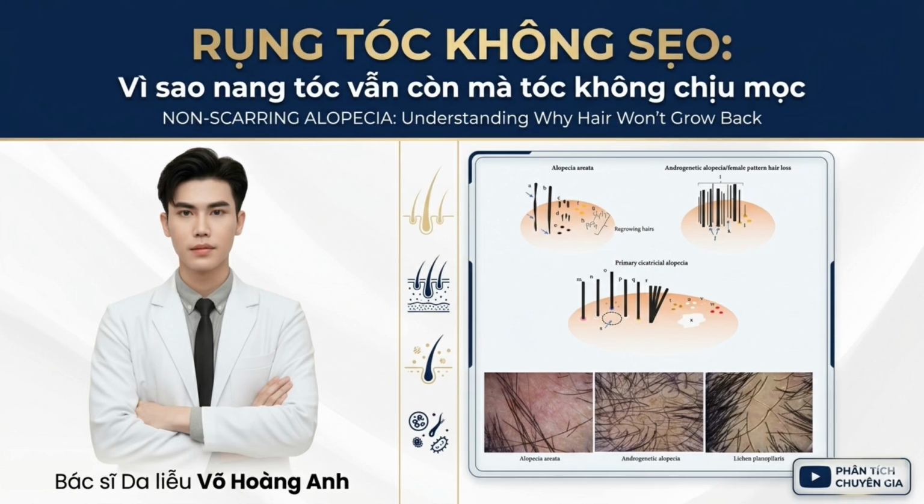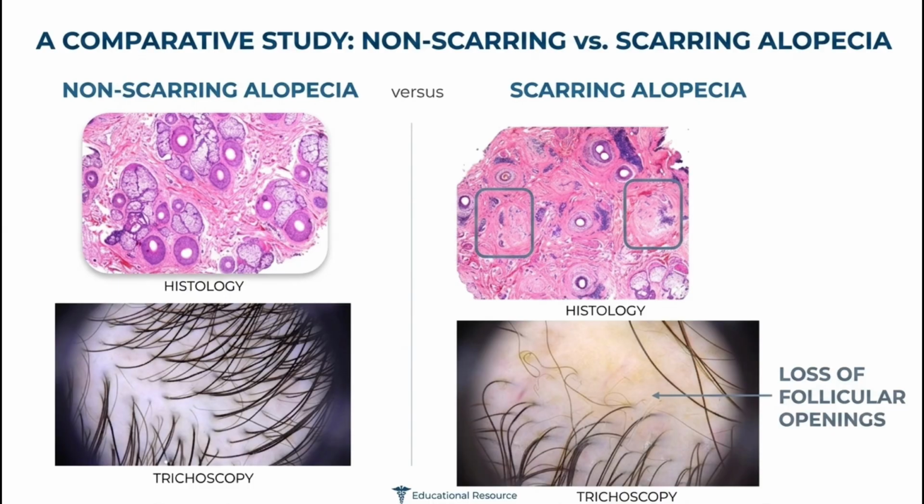Today's topic, I'm going to talk about trichoscopy of non-scarring alopecia. Non-scarring alopecia differs from scarring alopecia by the absence of follicular scarring. So you can see on one side, the hairs organized in follicular units, and on the other side, you can see an area where follicular units are absent. In the biopsy, that presents as a fibrotic tract.